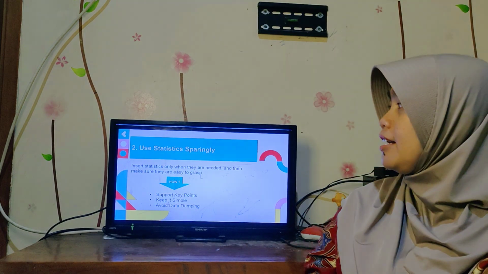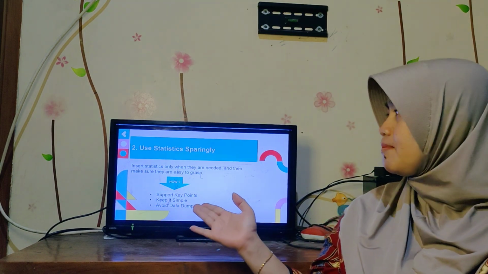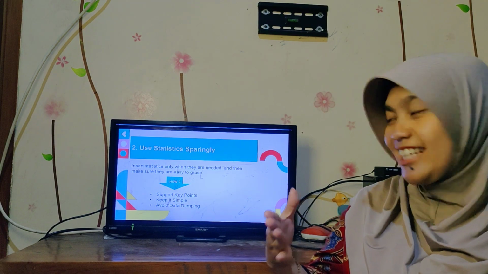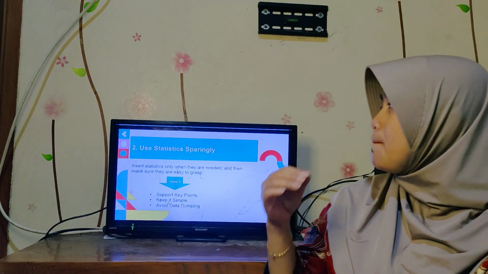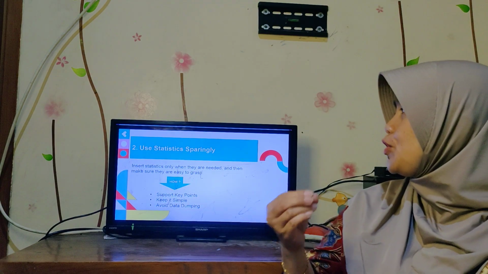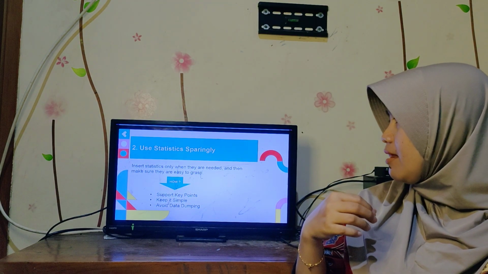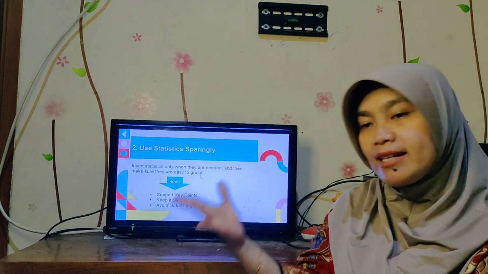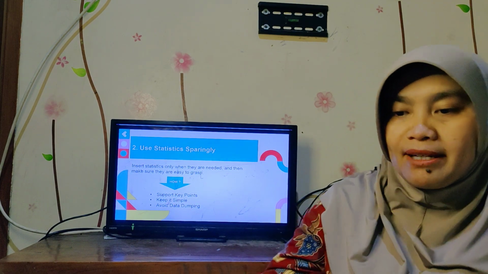The second one, use statistics sparingly. Insert statistics only when they are needed, and make sure they are easy to grasp. And then, how to do that? Support key points, keep it simple, and avoid data dumping.